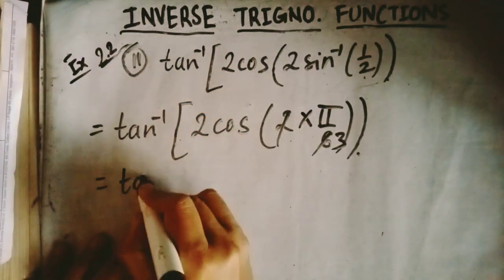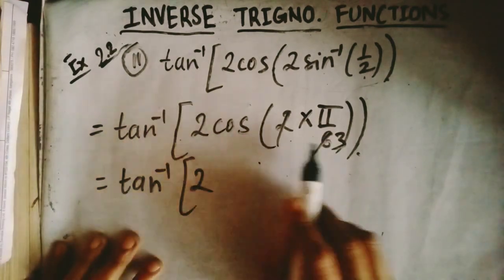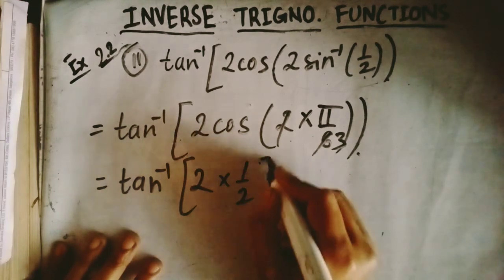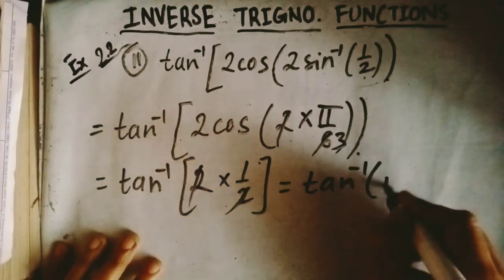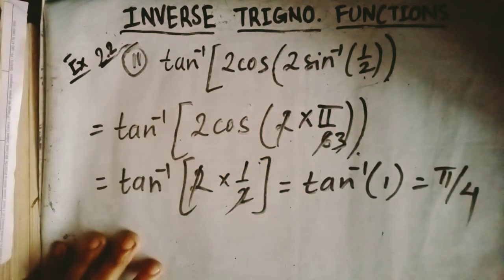So you can write the value of cos of pi by 3, which is cos of 60. Cos 60 is again half, so we'll get tan inverse of 1. Tan inverse of 1 is nothing but pi by 4.